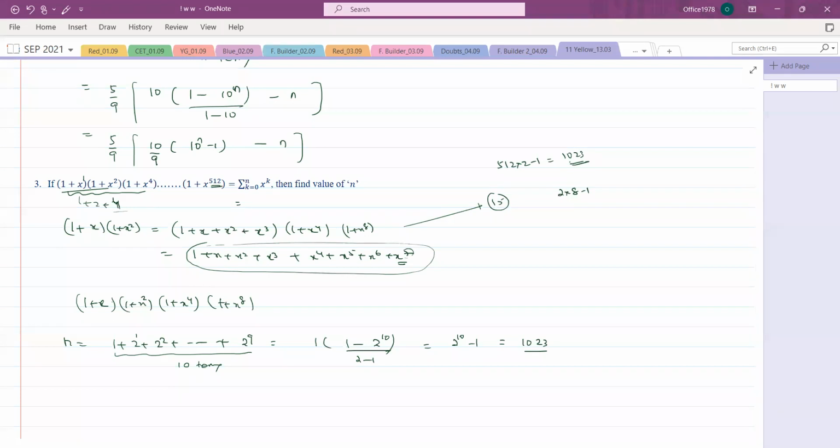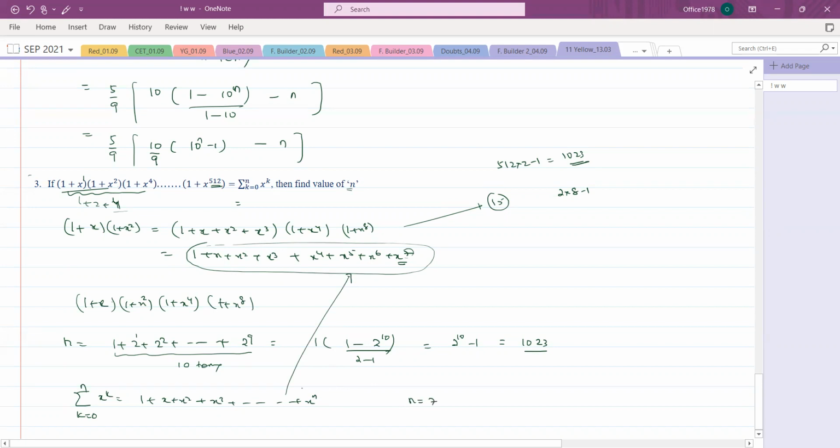Understood? Sir, can you explain again? The question is, when you multiply these factors, what is the highest degree? Find the value of n. If you expand summation of k is equal to 0 to n x raised to k, you will get 1 plus x square plus x cube and so on up to x to the power n. So if I compare with this, then what is your n? 7. I compare with this, so when you multiply these 4 terms, you will get x to the power 15. Right? The highest degree will be x to the power 15, because it already has 7 plus 8, which is 15.